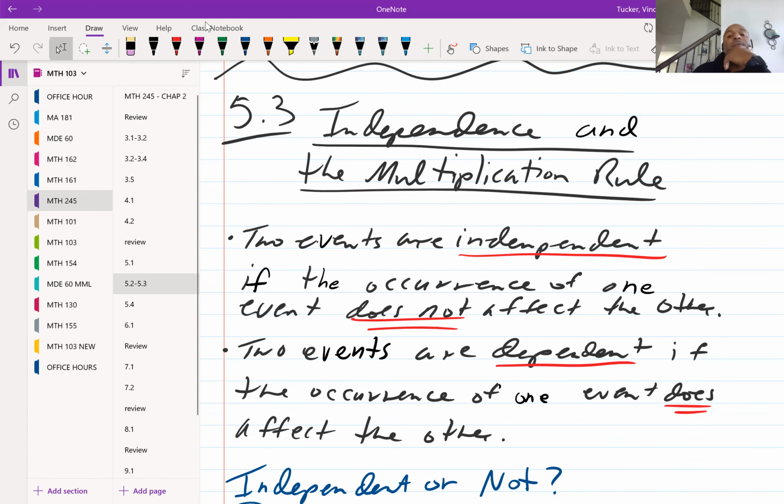So 5.3, independence and the multiplication rule. Two events are independent if the occurrence of one event does not affect the other. Two events are dependent if the occurrence of one event does affect the other. So in other words, one event depends on the other. So it means they're dependent.